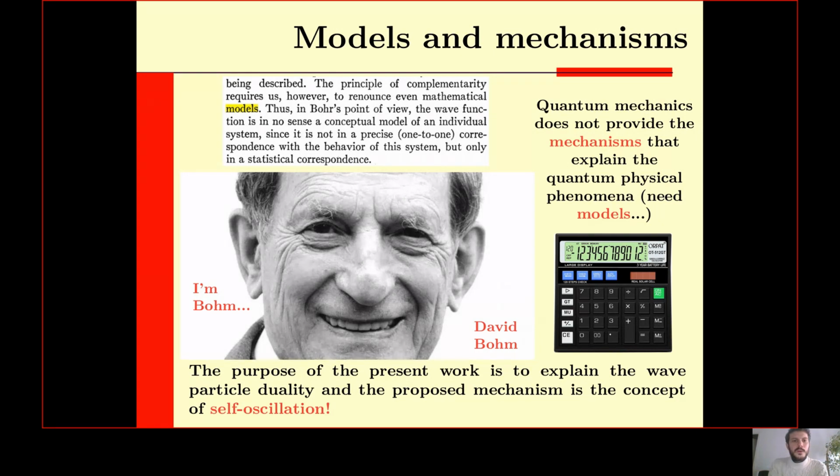So for that, you need models, and this was very clearly explained in a seminal paper by David Bohm in 1952, where he proposes a hidden variable theory. We will refer to this work later on when we derive the quantum potential from classical electrodynamics. But one of the sentences you can find in that work is the statement that there are no real models in quantum mechanics, no one-to-one correspondence between physical reality and the system, but we only have a statistical correspondence. So how can we say that this is all that there is?